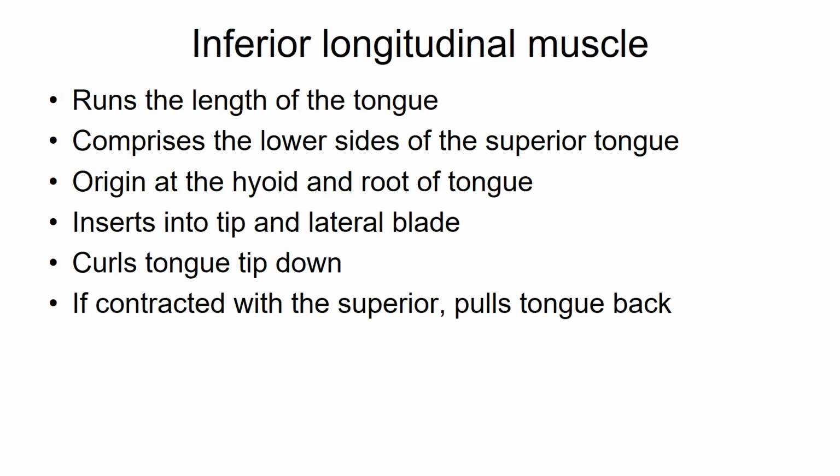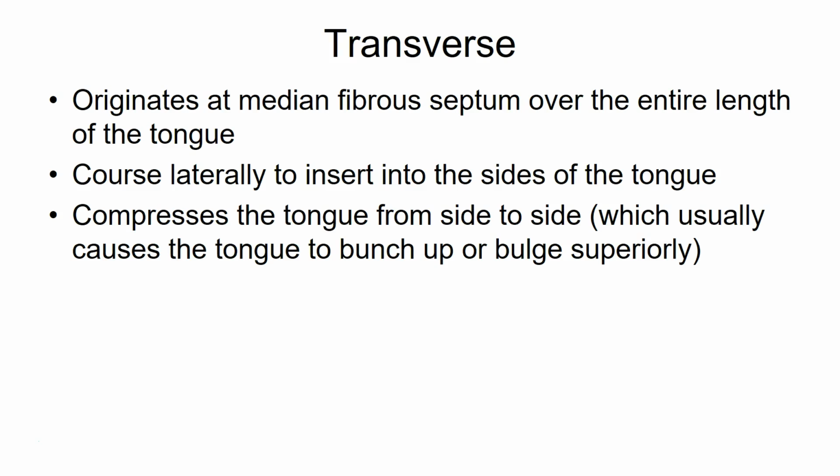If contracted together with the superior longitudinal muscle, it can be used to pull the tongue tip back, or if both the inferior and superior are contracted lightly, they can stiffen the tongue tip to allow the tongue tip to be used for a variety of articulations. The transverse muscles originate at the median fibrous septum within the center line of the tongue over the entire length of the tongue and course laterally to insert into the sides of the tongue.